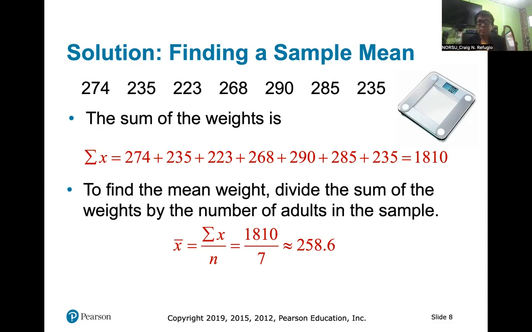So if the sample mean is approximately 258.6, there are 3 possible interpretations. It might be that the weight in pounds in there is exactly 258.6, or it might be a little bit lower than 258.6, or it might be a little bit higher than 258.6. That's the interpretation.